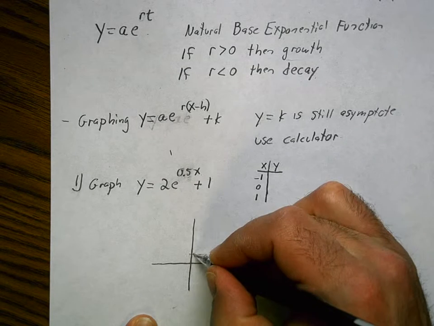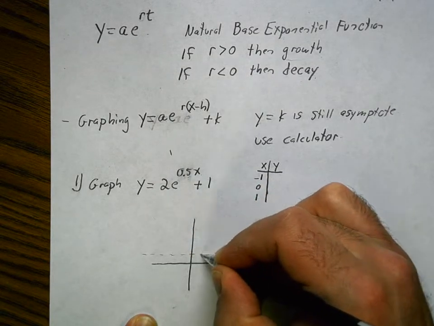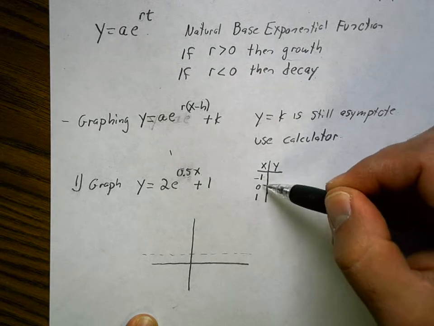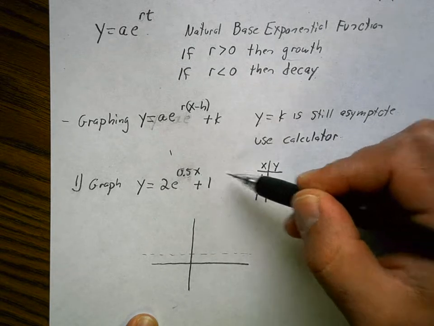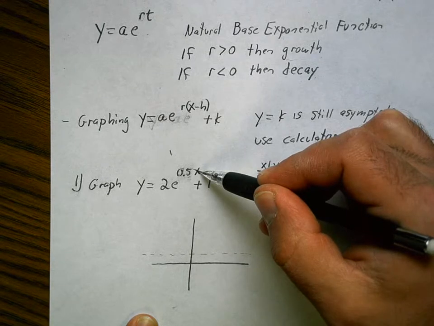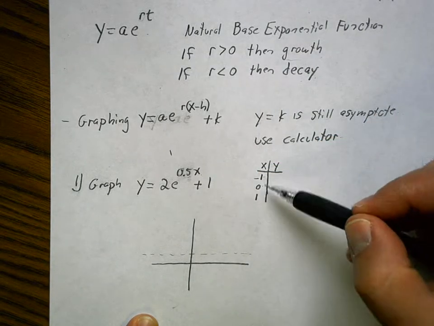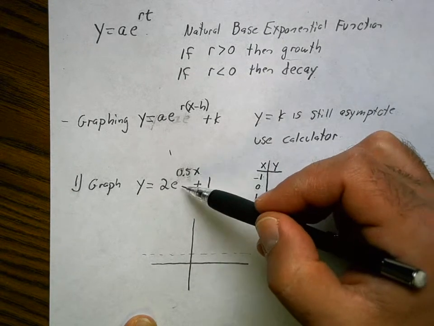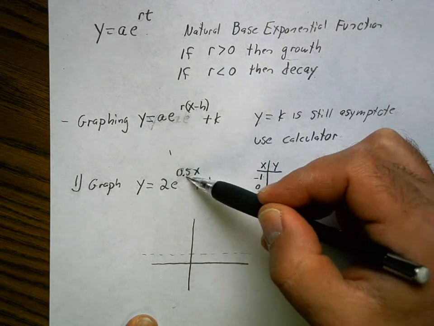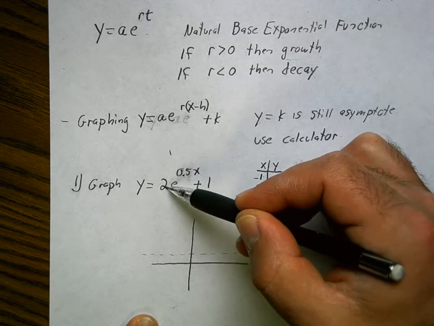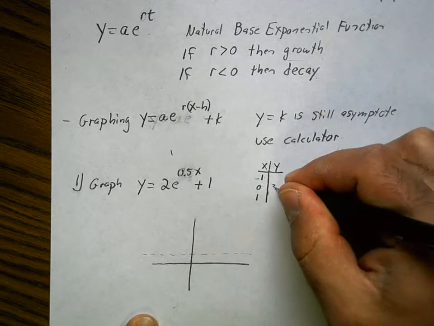Okay, I'm going to draw the horizontal asymptote. And then I'm going to plug in -1, 0, and 1. Again, I'm plugging 0 in because that makes the exponent 0. It's an easy number to plug in. You make your table the same way as we did the other ones. I can plug in 0 without a calculator because if my exponent becomes 0, e to the 0 is 1, times 2 is 2, plus 1 is 3.